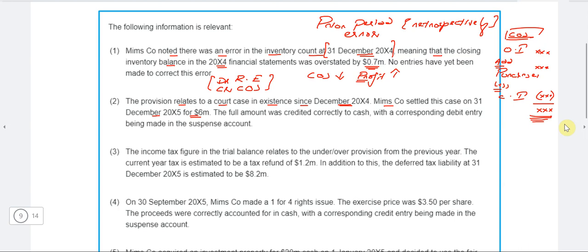So the full amount was credited correctly to the cash, with the corresponding debit entry being made in the suspense account. Now basically what they need to do is they're paying the cash, so credit cash 6 million, which is the amount paid. And what they need to do is they need to debit the liability which they have recorded, the provision, by 4600, and they should debit the charge to the profit or loss, which is the difference.